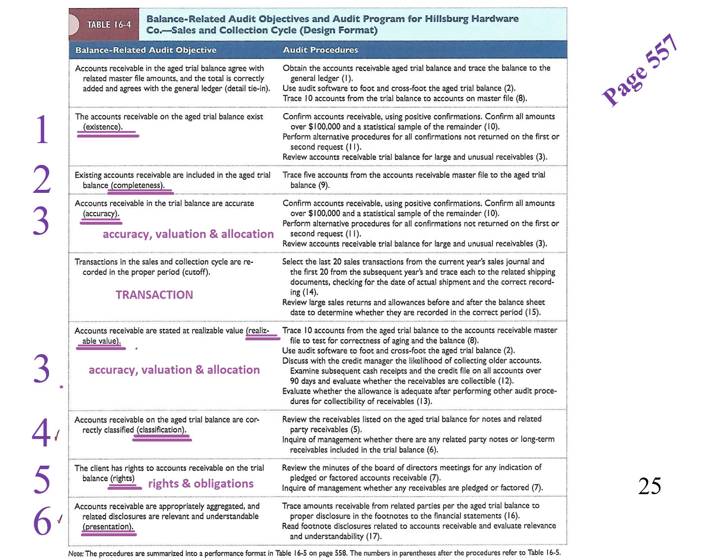4, accounts receivable are correctly classified. We report trade receivables from customers different than we report receivables from directors or officers of the company. We report short-term receivables different than non-current or long-term receivables. 5, rights and obligations. The client actually has the rights to those receivables they report on their balance sheet. And last, accounts receivable are appropriately aggregated and disclosures are correct.